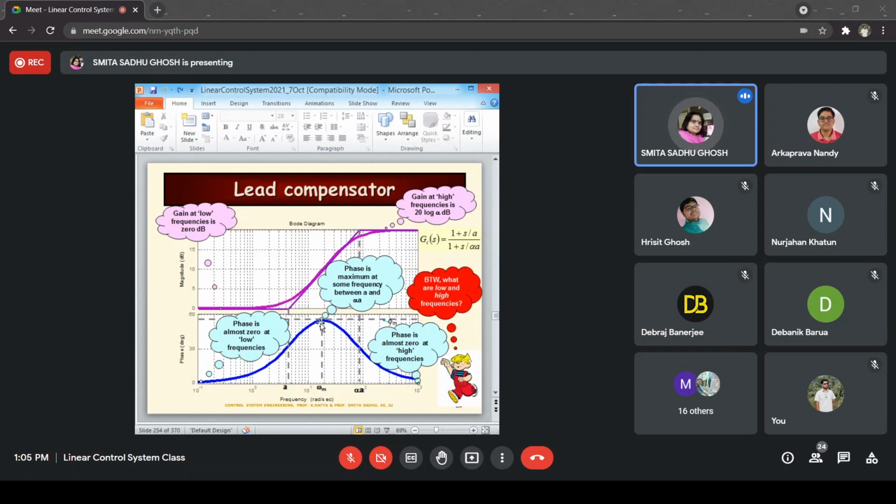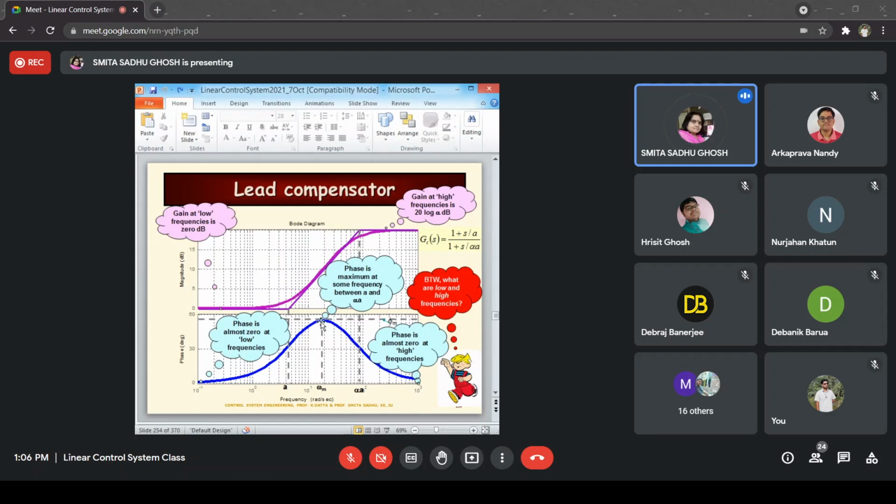So now, at which frequency does the maximum phase occur, right? Naturally, if you get the expression for phase, from there you can find out where the maximum phase occurs. How do you do it? You have to take the first derivative, and then put that equal to zero. Solve for omega, that will give you the value of the frequency where the maximum phase occurs.